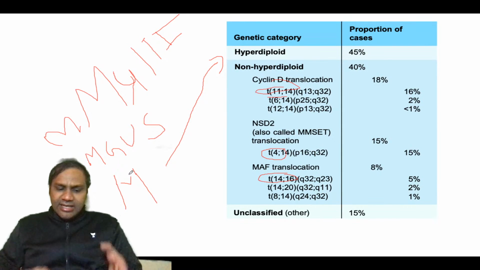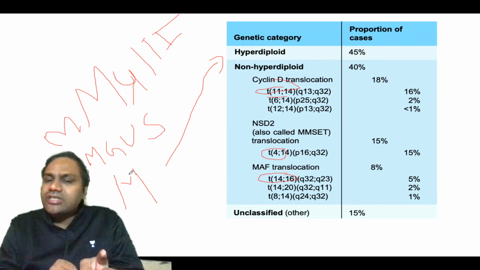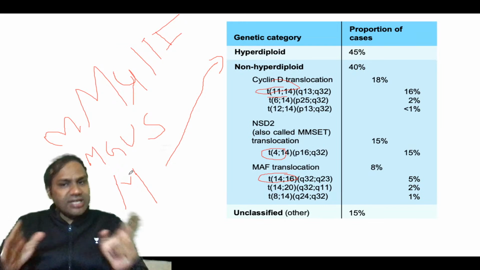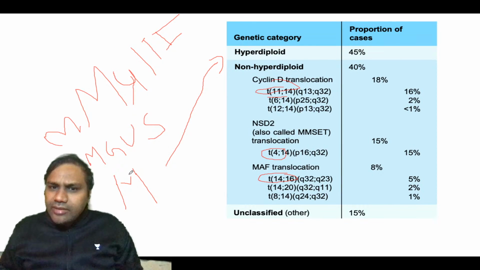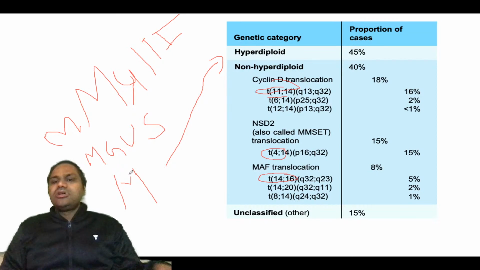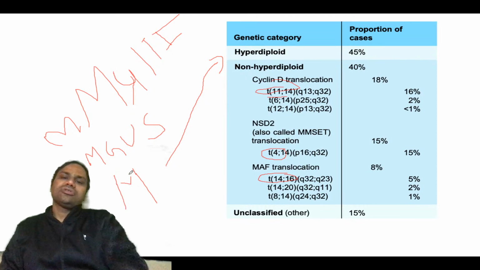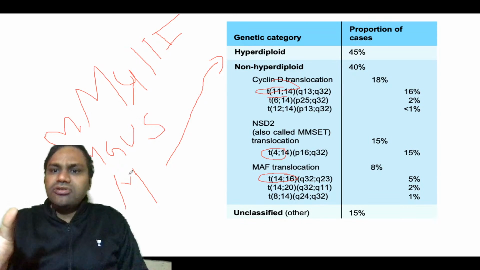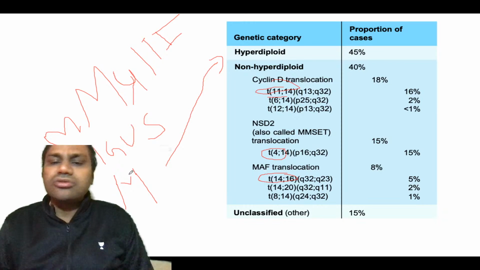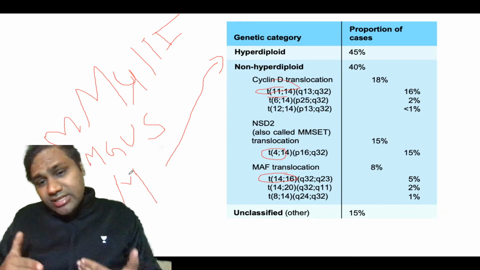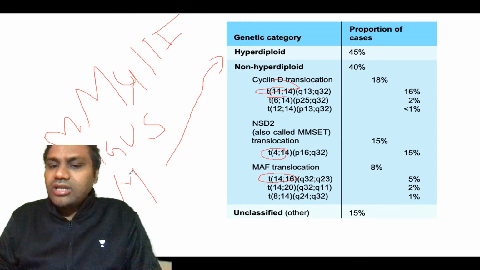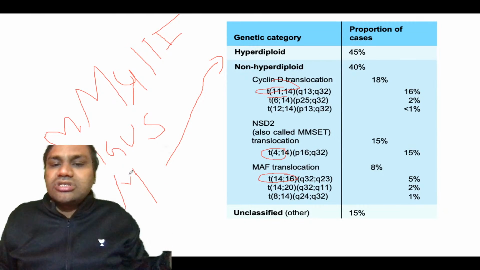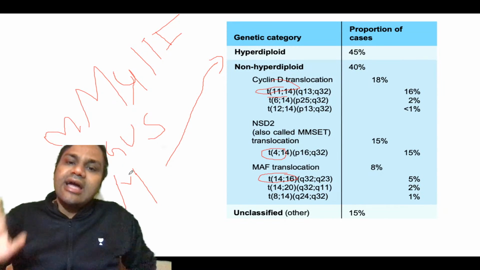So anything where there is a translocation associated with 14, or if there is hyperdiploidy, these are the common mutations you find in multiple myeloma, so they have a good or intermediate prognosis. Translocation with chromosome number 14 is the common thing, so that is good prognosis. But a translocation other than with 14, like 14-16 translocation, is a bad prognosis, because that is not the common thing.